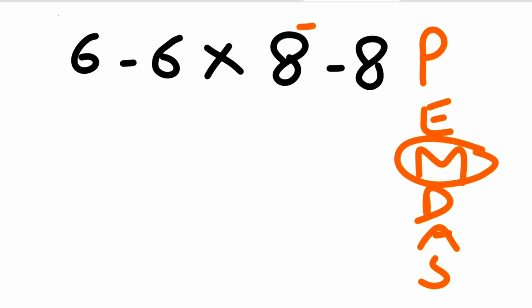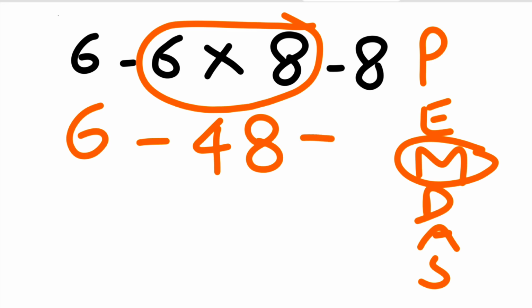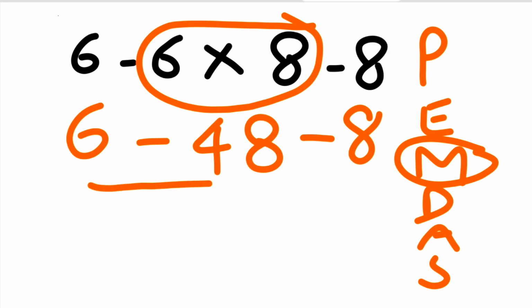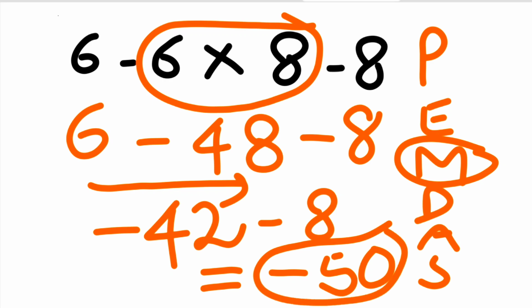Next is multiplication. Yes, here is multiplication: 6 minus 6 times 8, which will result in 48, and minus 8 will be as it is. Now 6 minus 48 will be equal to minus 42, and that minus 8 will be written as it is. So after calculation we will reach minus 50. That will be our answer according to the PEMDAS rule.